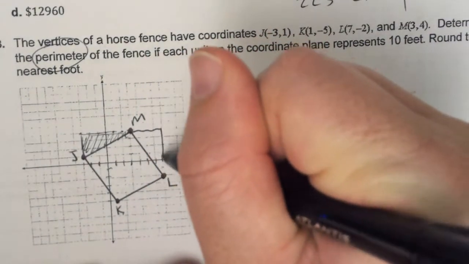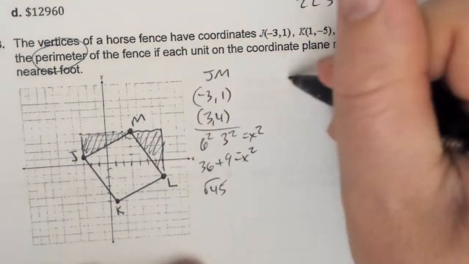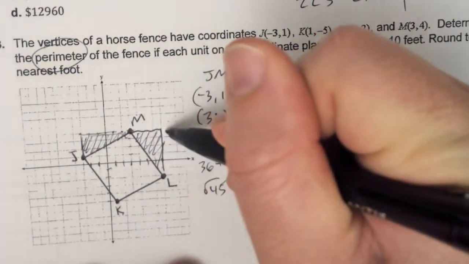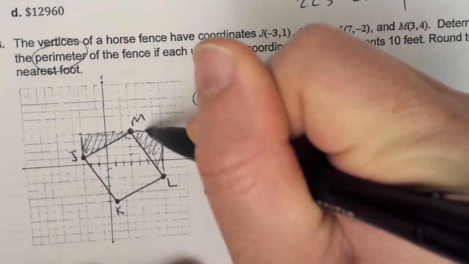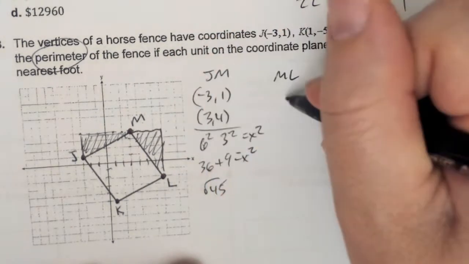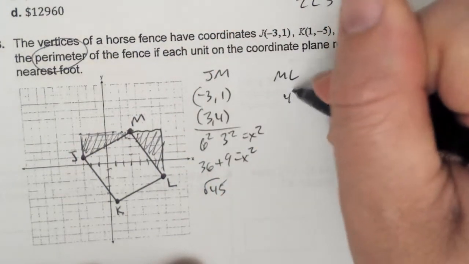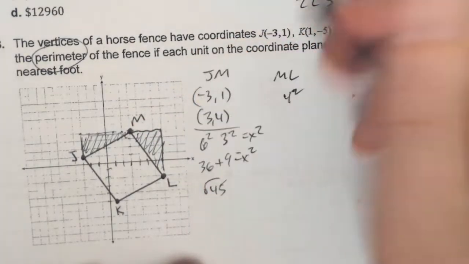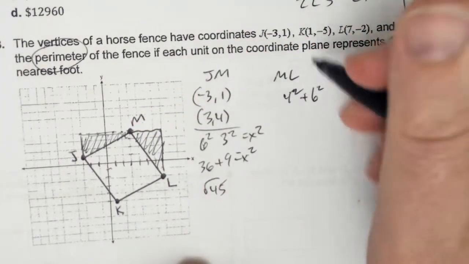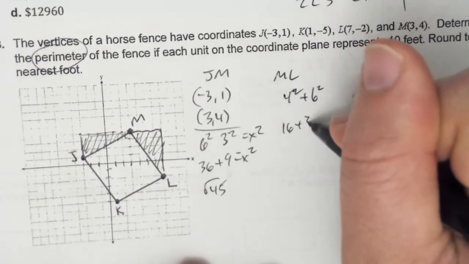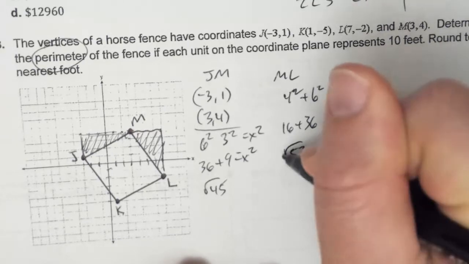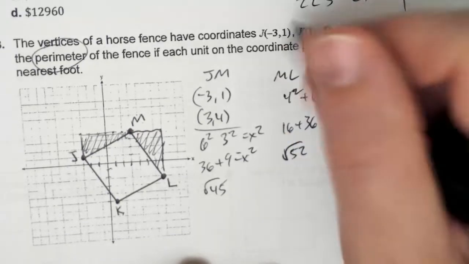Okay, so M to L. You would count your hops. I always go from the point to the corner. So 1, 2, 3, 4 hops by 1, 2, 3, 4, 5, 6 hops. We get 16 plus 36, which is 52. So we got the square root of 52.